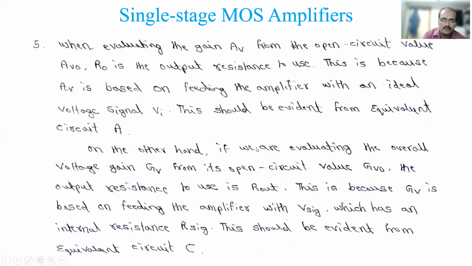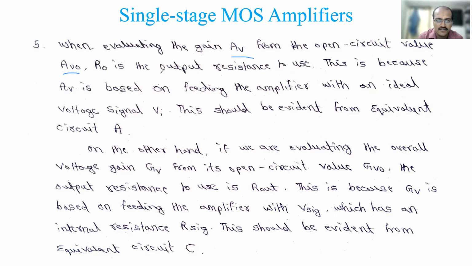So the next point, almost the last point, I guess, is about equivalent circuits. We have used different equivalent circuits; mainly A and C will be referred to. When evaluating the gain Av, that is the voltage gain, from the open circuit Av0, there is a difference: Av0 is the open circuit voltage gain and Av is just the voltage gain.